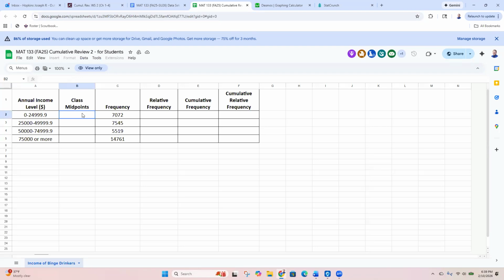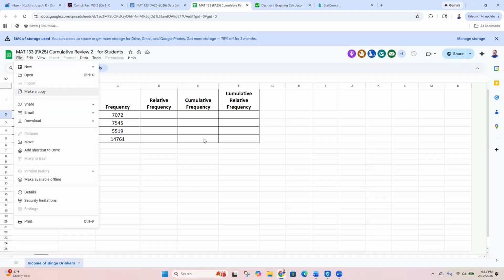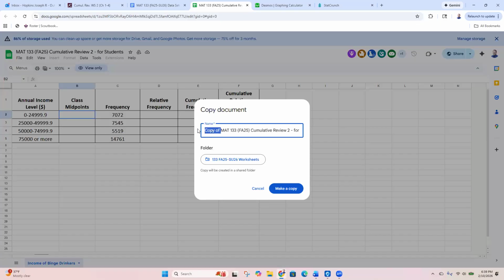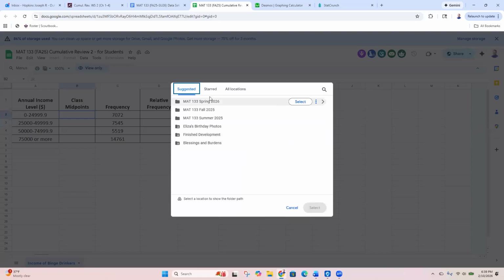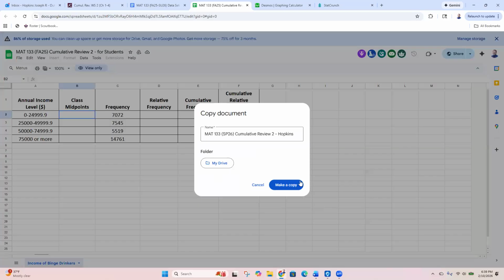So class midpoints. So we start with the foundational midpoint. Oh, well, no, we start with file, make a copy, right? Now, we're not actually going to turn this one in, so you don't have to rename it. Because this one is not a project. We're just going to do it and then fill in the answers on our paper. Okay.